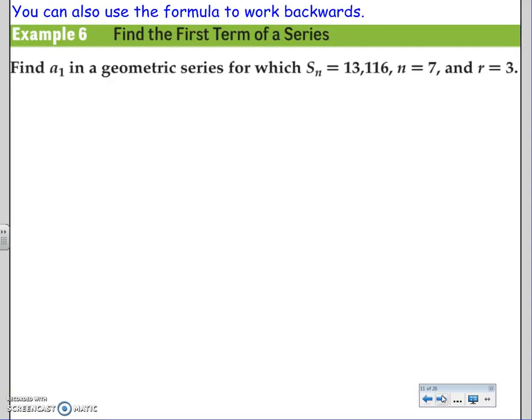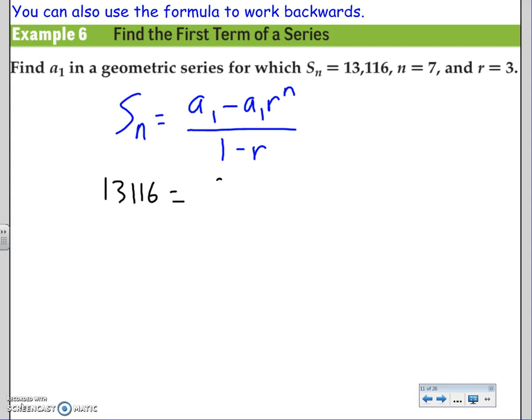All right, last example. You can also use a formula to work backwards. Find a sub 1 in a geometric series that has that sum, that n, and that r. So remember the same formula. S of n equals a sub 1 minus a1 times r to the n, over 1 minus r. Let's fill in what we know. We know S of n is 13,116 equals a1, which we're missing. But actually, I'm pulling a1 out. I'm going to do GCF. GCF a1, so that'll be 1 minus r to the n over 1 minus r.